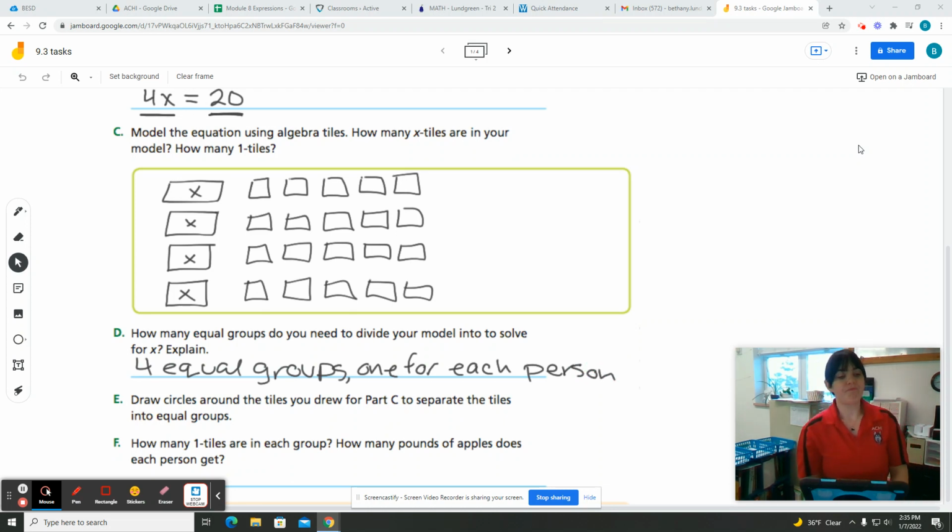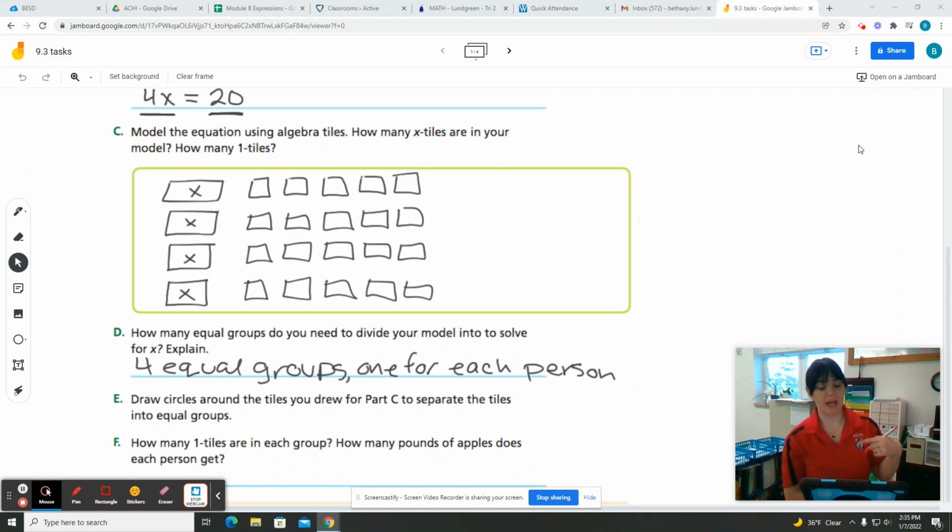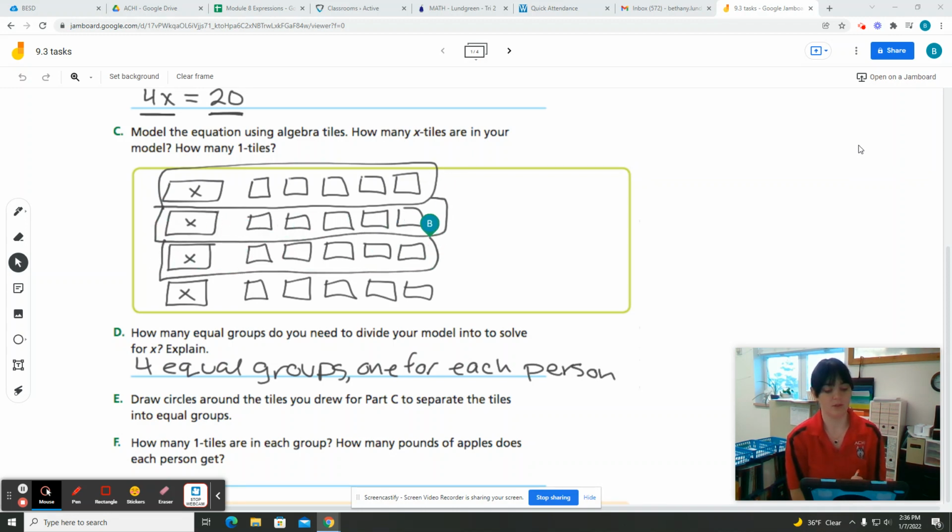Okay. For part E, we're going to draw circles around the tiles you drew for part C to separate the tiles into equal groups. So we go back up to part C in the green box. We're going to use these 4 X's and then the 20 1 tiles to put them into groups. Okay, so if we do this, we circle this one, got 1 group there. We've got another group there, another group here, another group here. So now we have 4 equal groups.